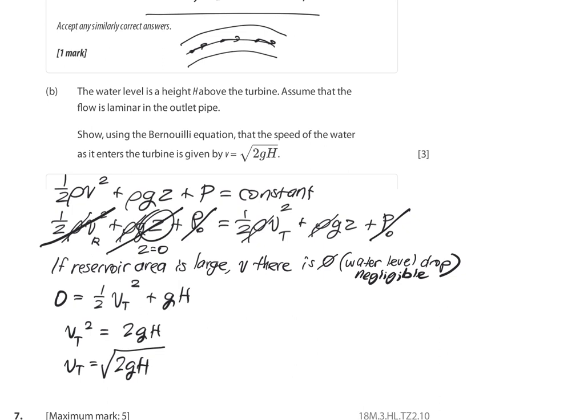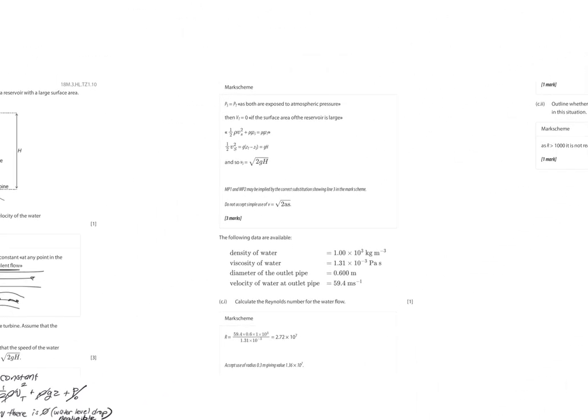Okay, so then we basically have nothing for the reservoir side. There's no speed there. We consider height 0 there, and atmospheric pressure cancels out both sides. So on the right side, we have 1/2 times the turbine speed squared plus g times z being h. I put the gh on the other side of the equation and got rid of the 1/2, and so I get turbine speed squared is 2gh. Square root both sides, and I get that the turbine speed of the water is √(2gh), which agrees with the mark scheme.